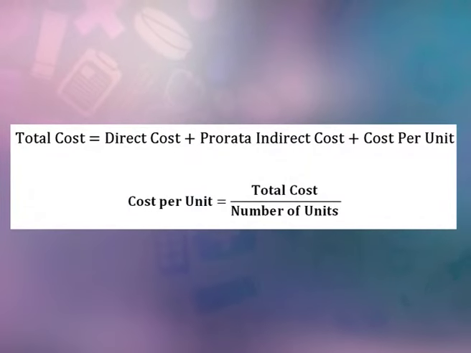Total cost is equal to direct cost plus pro rata indirect cost. Further, cost per unit can be calculated by total cost divided by number of units.